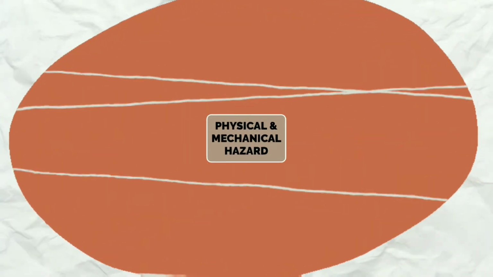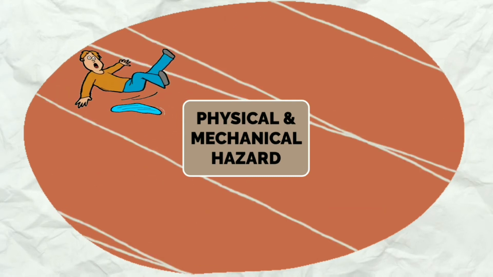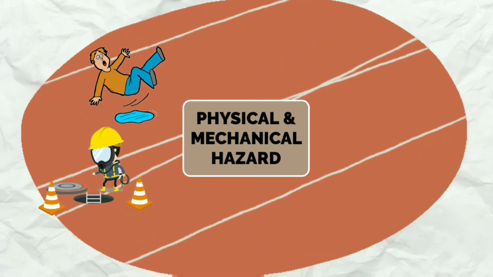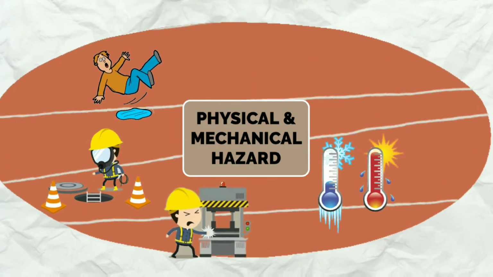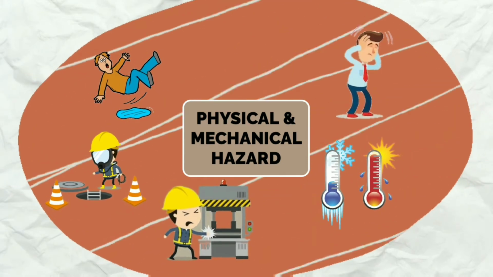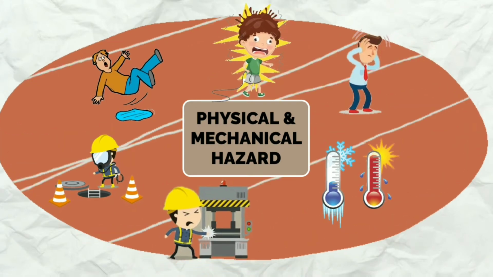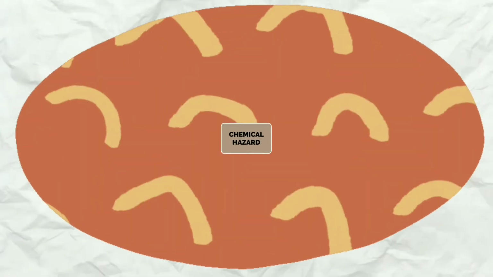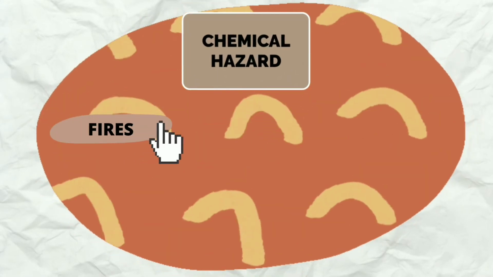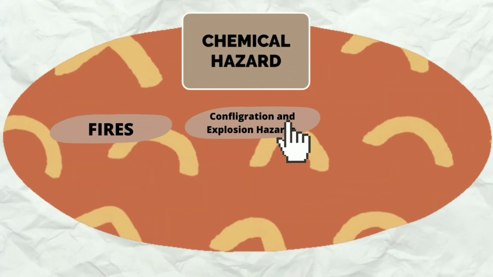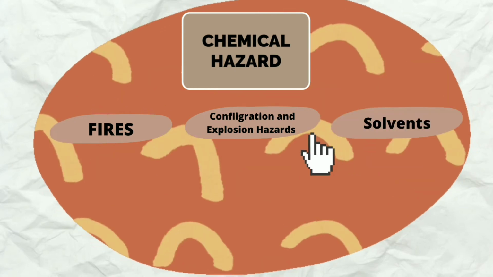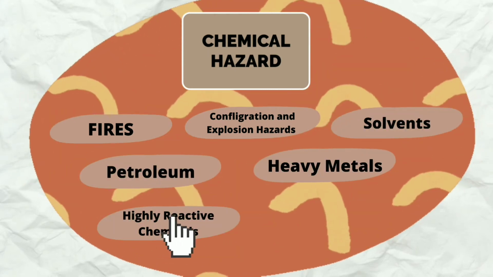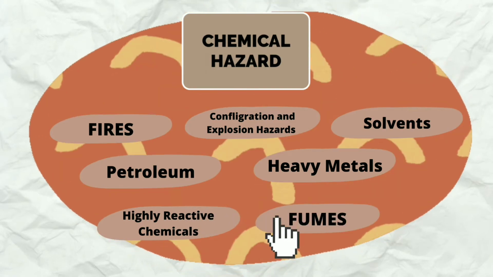In physical and mechanical hazards, slips, trips, and falls, confined places, machine-related hazards, extreme temperature, noise, and electrical injuries are good examples. While chemical hazards are fire, conflagration and explosion hazards, solvents, petroleum, heavy metals, highly reactive chemicals, and fumes.